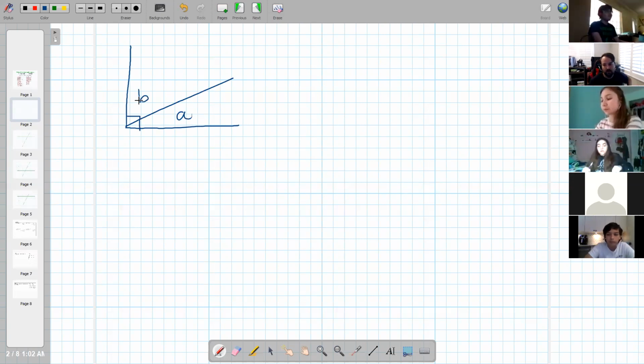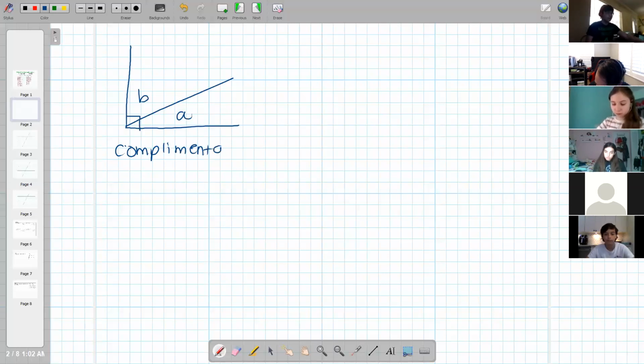Does anyone know what word we use to describe two angles adding up to 90 degrees? Go ahead and jump in if you want to share the word. Complementary? Complementary is the word. Yes, that is correct. So we have our complementary angles. They're going to add up to 90 degrees.